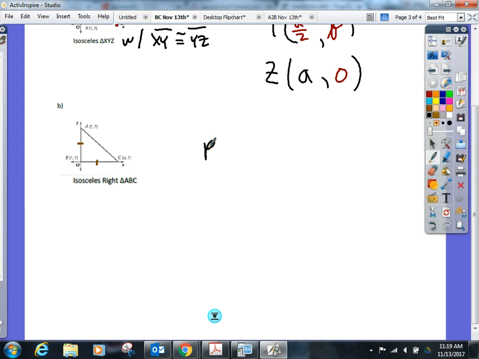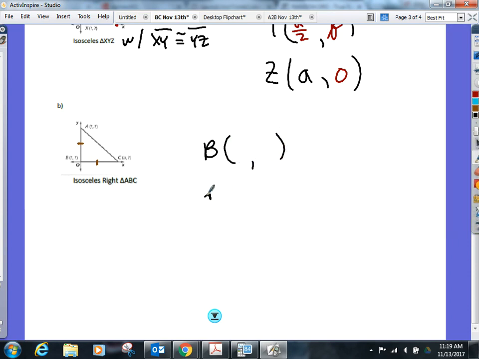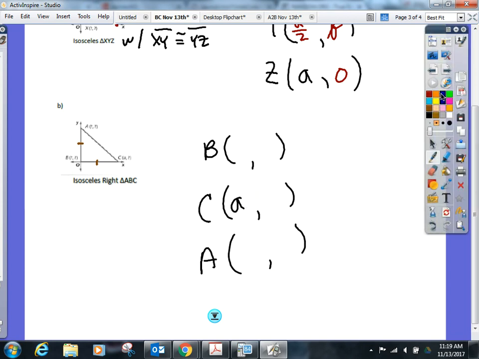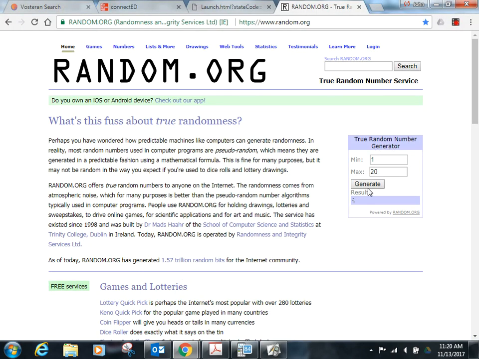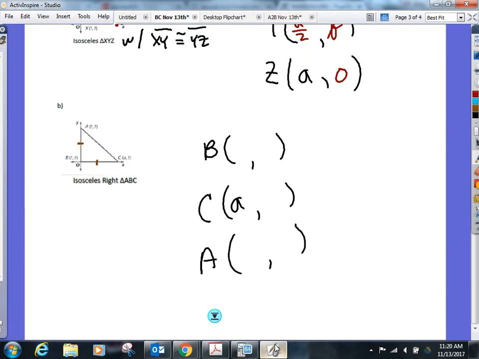Let's go B. Let's go C. And A. And I gave you C's x coordinate. Okay, let's do this. Remember, isosceles right. So we've got to be careful now with our x's. Let's do this. Here we go. I'll start off easy. Point B. 0, 0, y coordinate of point C.